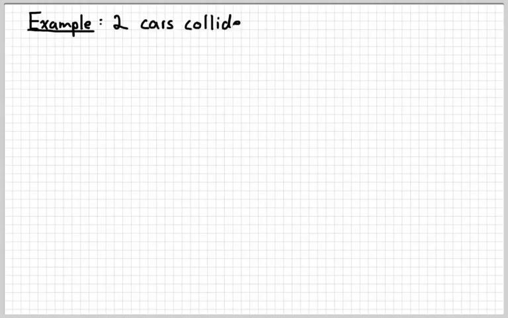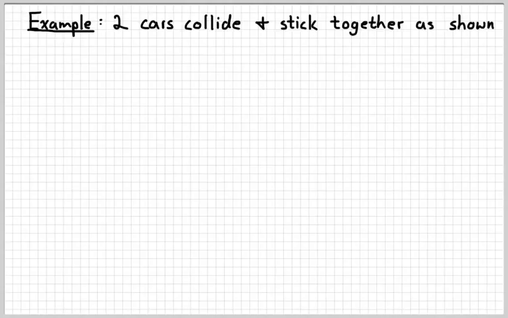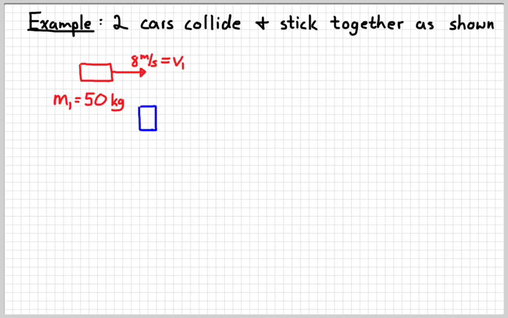Let's look at a second example. Suppose we have two cars collide and stick together, and rather than try to describe it, we're just going to draw a picture. I've got one car of mass 50 kilograms going at 8 meters per second to the right, and a second car of mass 50 kilograms moving upward at 6 meters per second.